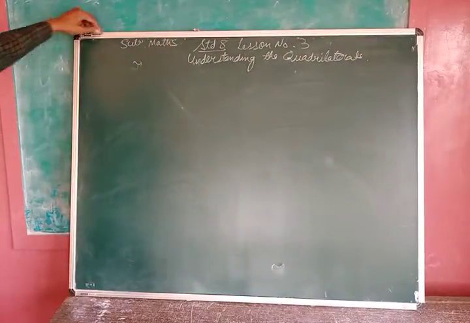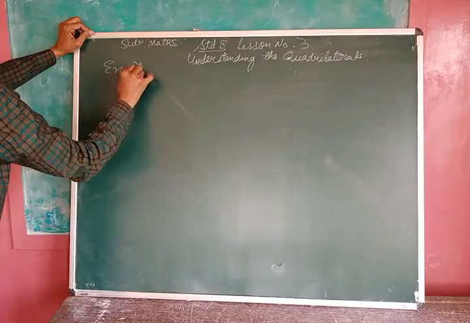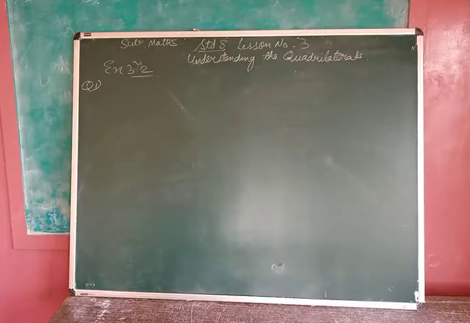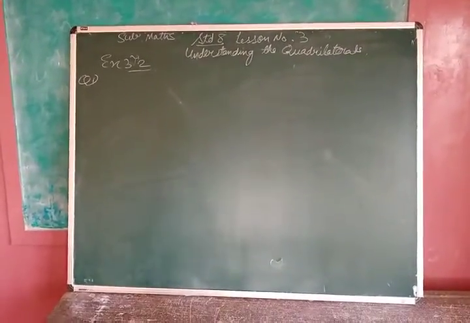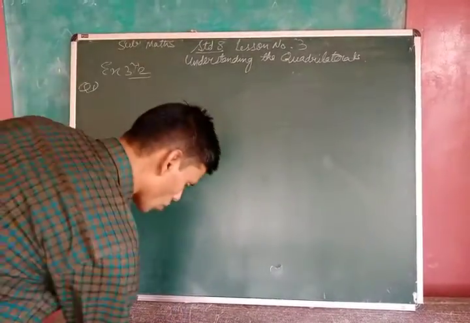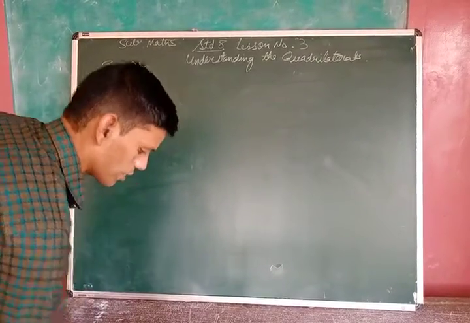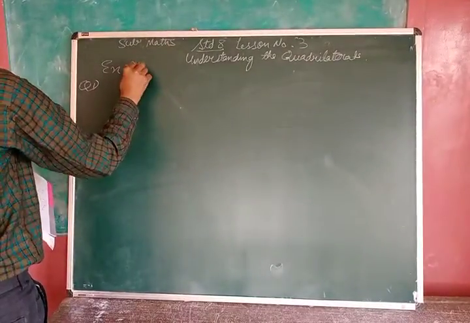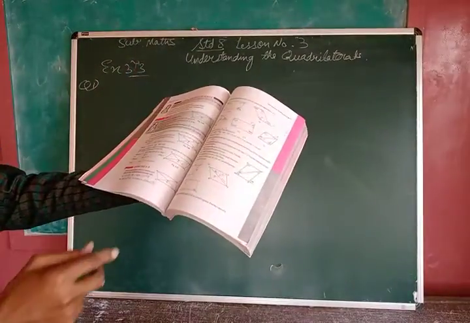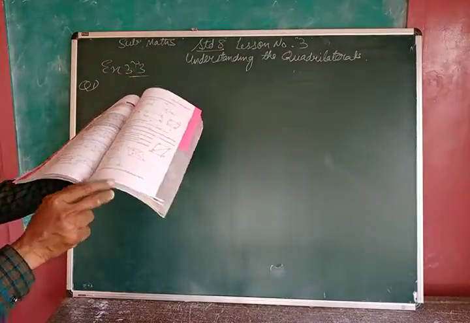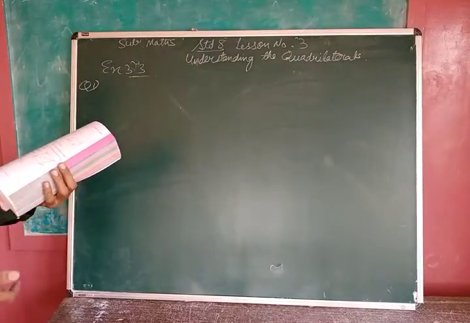Now today we are going to see Exercise 3.3, question number 1. Here you are given one question, that is Exercise 3.3, not 3.2. Here one parallelogram ABCD is given. Complete the statement along with the definition or the properties.